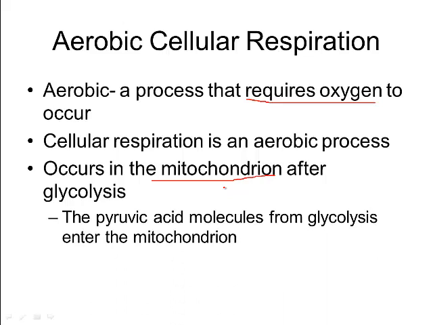Okay, so those pyruvic acid molecules will go into that mitochondrion along with the NADH that was made during glycolysis, and those processes and those chemicals are going to be used in order to make all of our ATP. Remember, when there is oxygen available, that is where we're going to get our most efficient production of ATP.